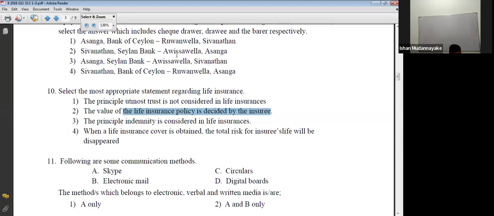What's the answer to question number 9? For the 9th, the first one is the answer. Okay, then. For the 9th, the first one is the answer. Okay, right.